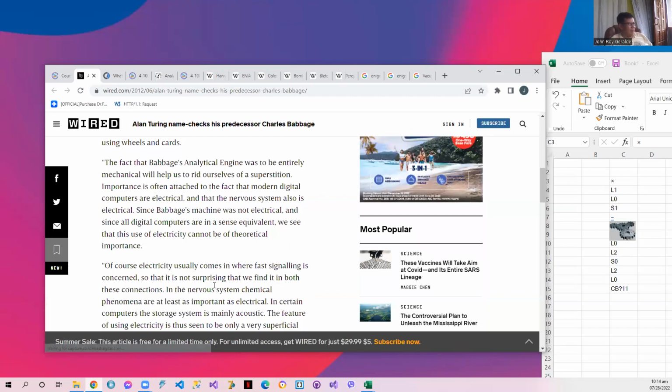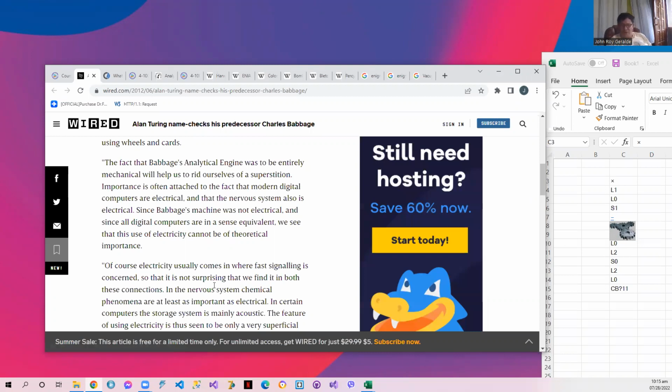Now, meron siyang stark revelation that follows. No? The fact that Babbage's analytical engine was to be entirely mechanical will help us to rid ourselves of superstition. No? By superstition he means extra ideas, unfounded ideas. Importance is often attached to the fact that modern digital computers are electrical. You're saying that, no? And the nervous system is electrical. Since Babbage's machine was not electrical, and since all digital computers are in a sense equivalent, we see that the use of electricity cannot be of theoretical importance.